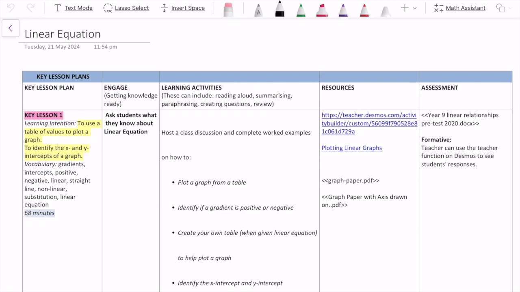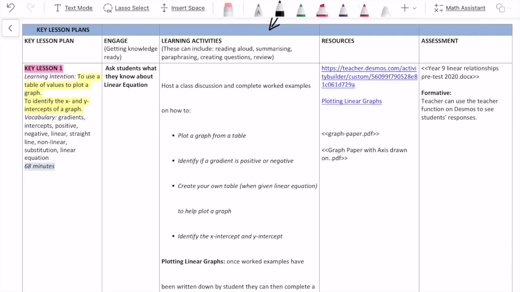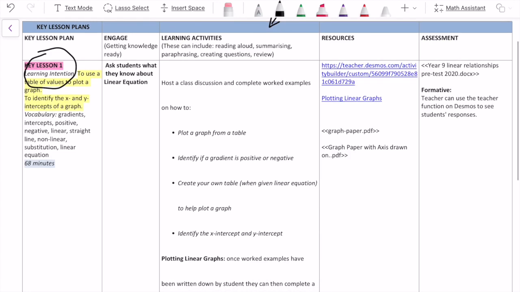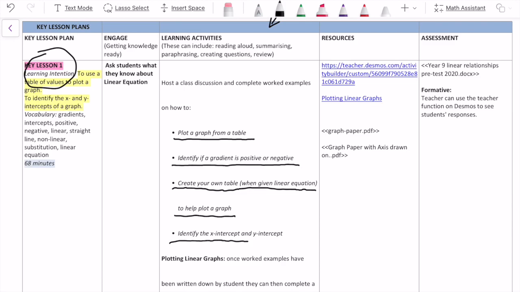The new topic for this class is linear equation. In lesson 1, you are going to learn 4 skills. The first one, plot a graph from a table. The second, identify if a gradient is positive or negative. Next, you are going to create your own table when given a linear equation to help plot a graph. Last one, you are going to identify the x-intercept and the y-intercept.